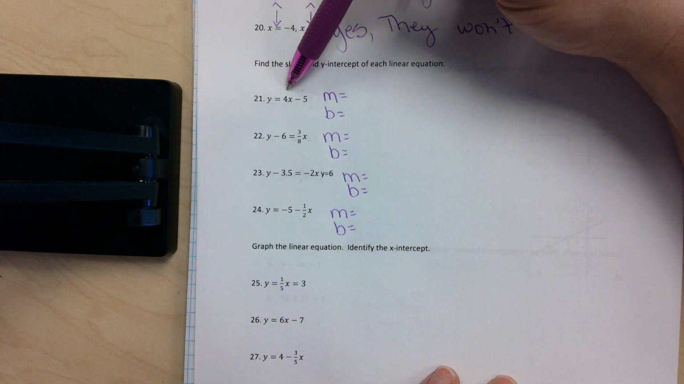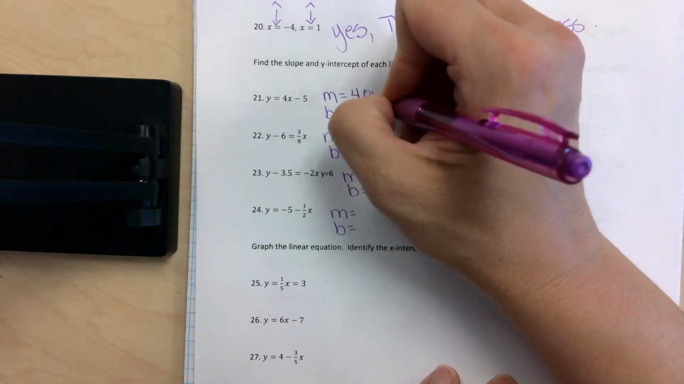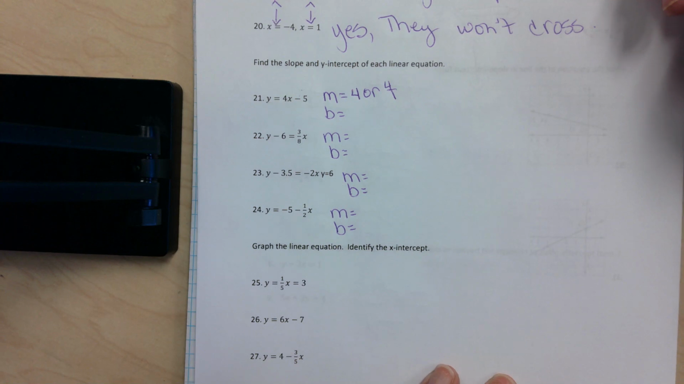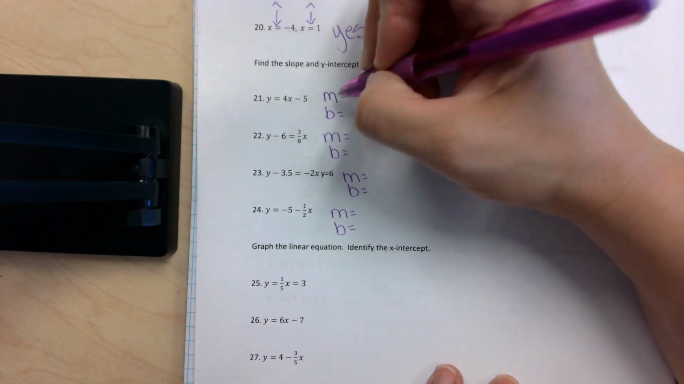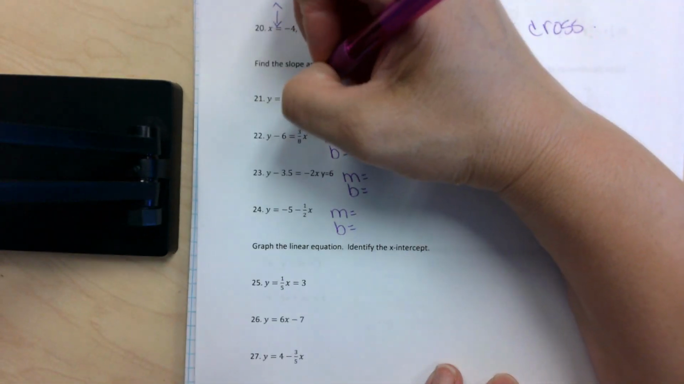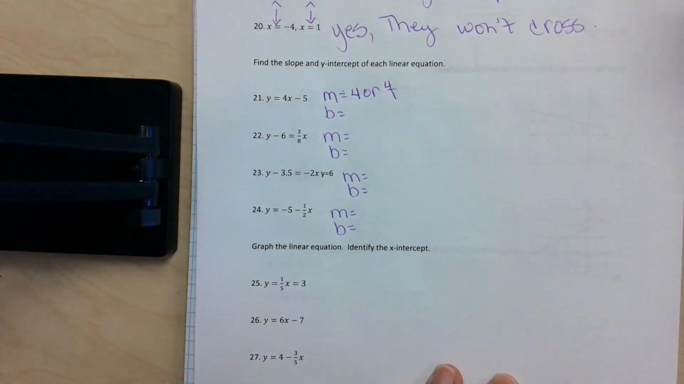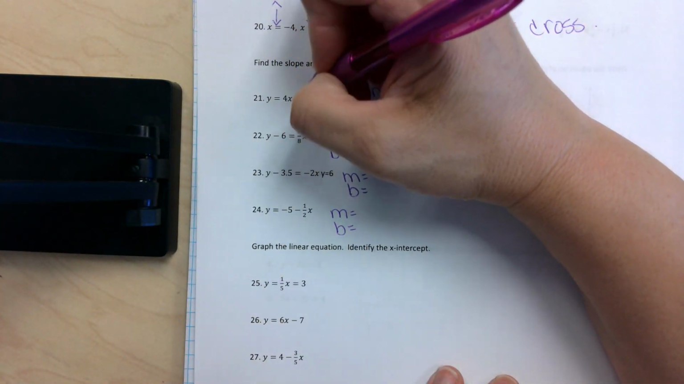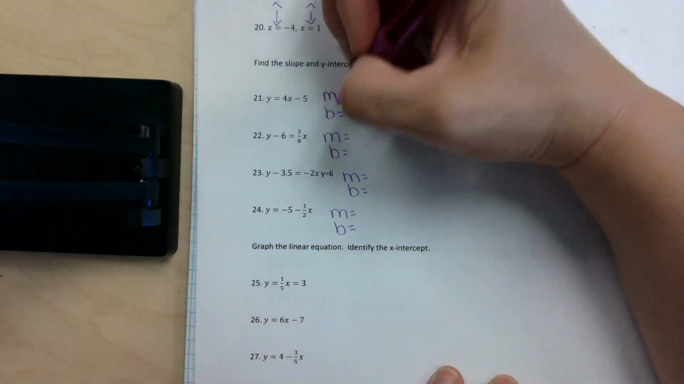What is my slope here? 4. Or you could write 4 over 1. I don't care which one. Okay, so I want you to write m equals and b equals. Please don't just write m here and b here. I want you writing the number with the positive or negative. I also saw some people do m and an arrow, b and an arrow. Nope, write m equals and b equals.